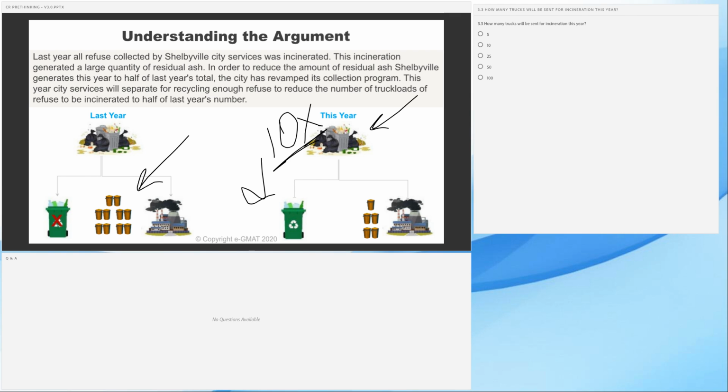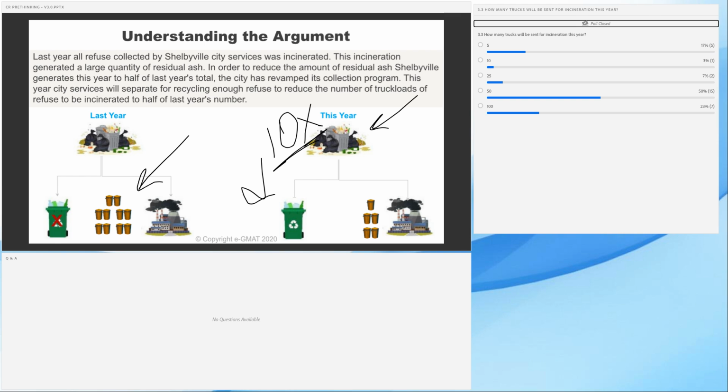Come on, guys. I need about 30 responses. I have 20 responses so far. How many trucks am I sending for incineration this year if I collect 10 times as much garbage? Okay, I have 30 odd answers. I'm going to end the poll. Really important question. I was hoping for more participation. Only 17% of you got this right. The correct answer is 5 trucks.